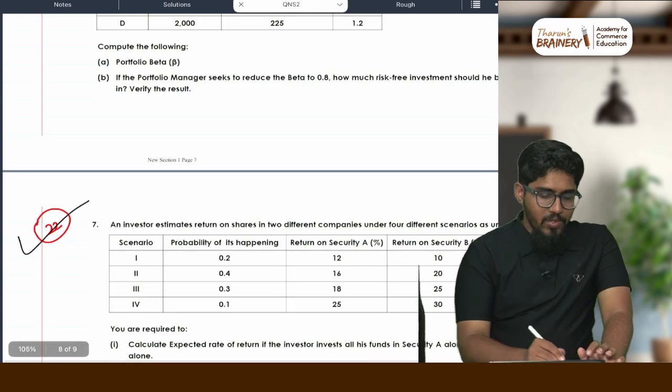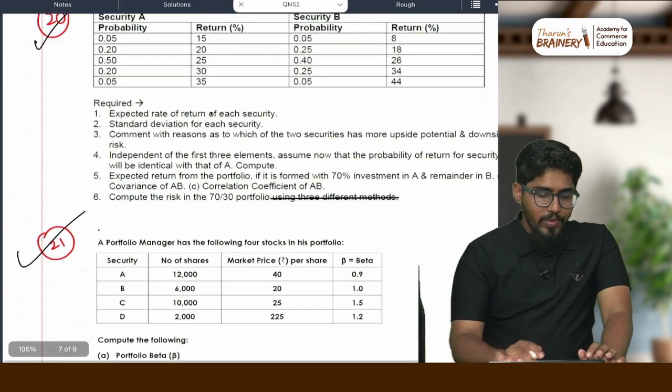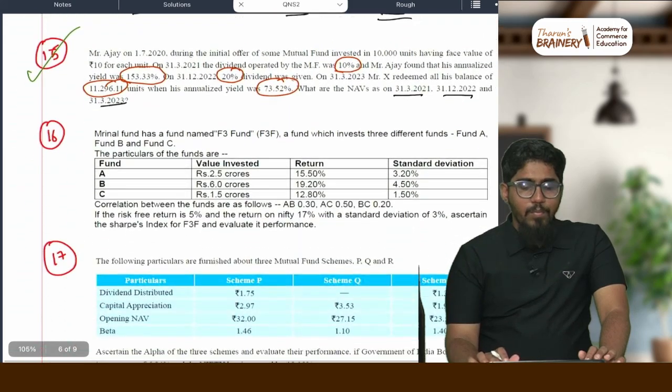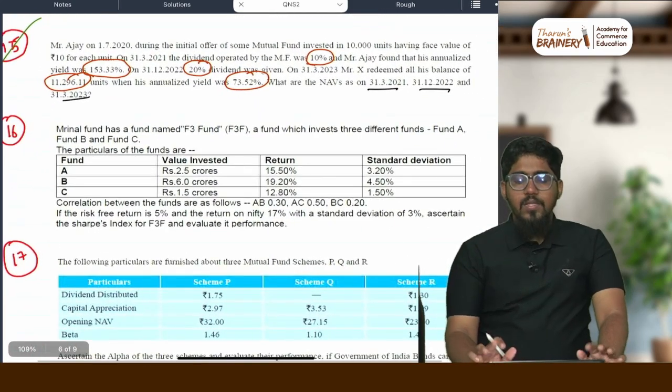Sir, which means question number 22 is done. 21 is done. Okay, let us jump on to question number 16. Sir, Sharpe ratio.